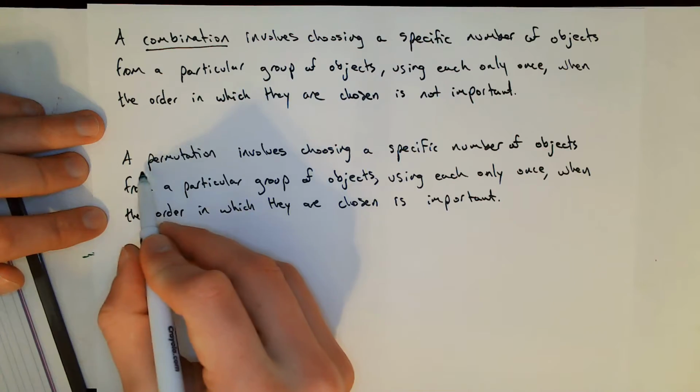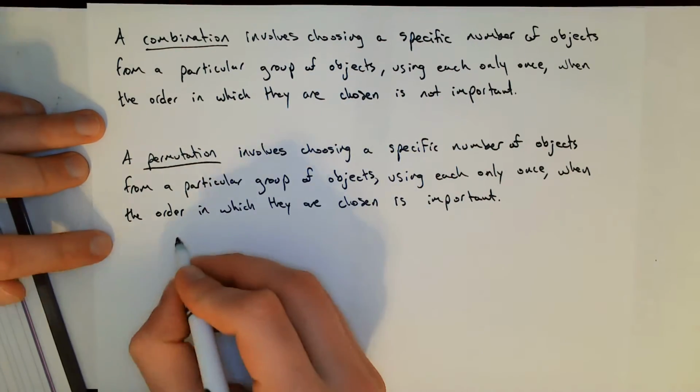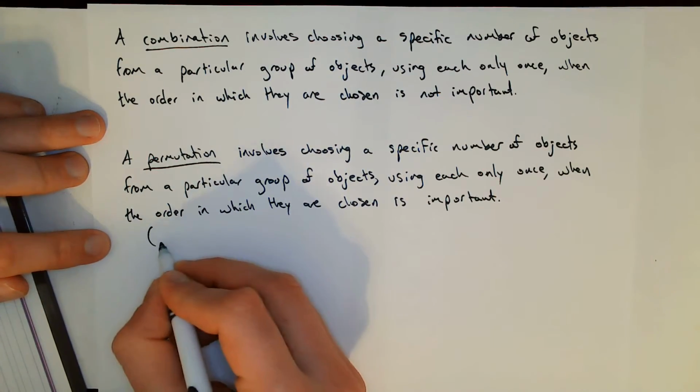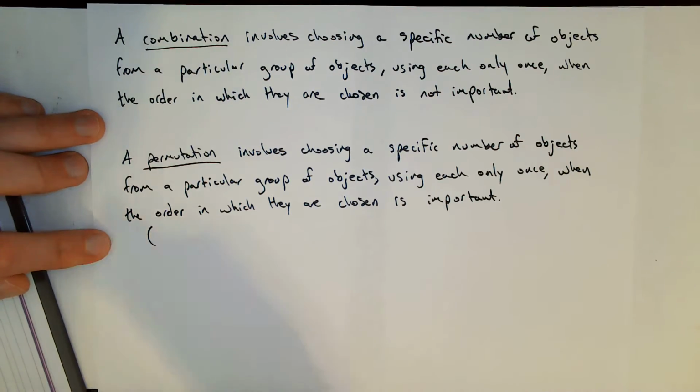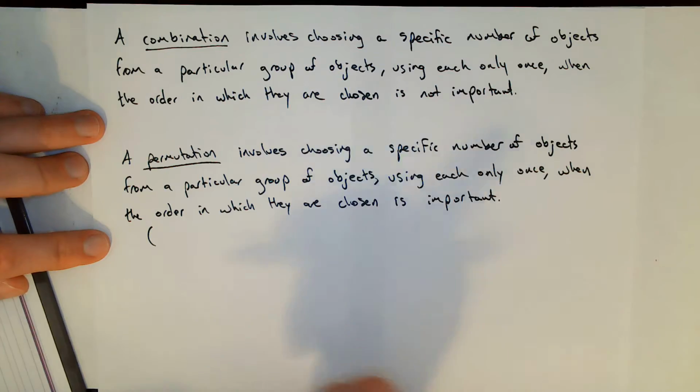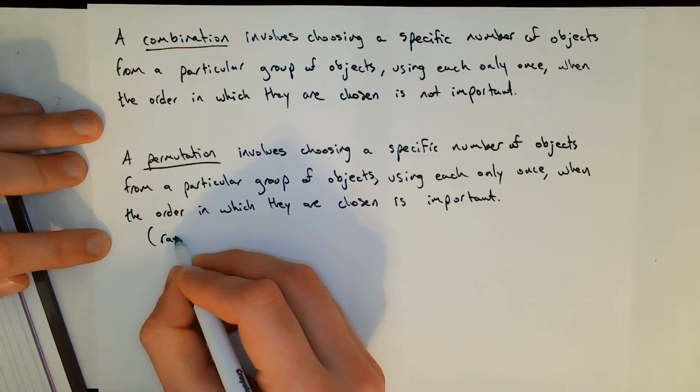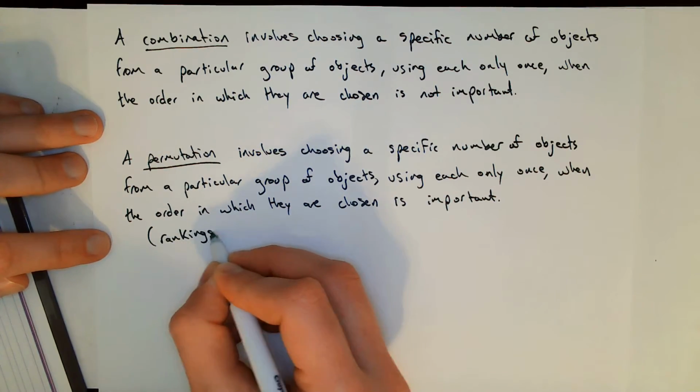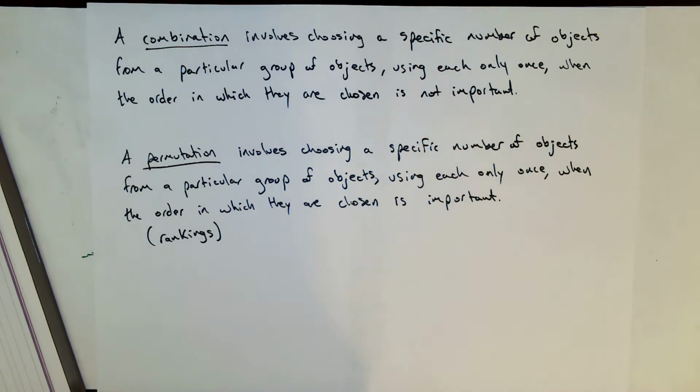Something I'd like to say here is that when you're asked to give rankings to something like first, second, third, or like president, vice president, or gold, silver, bronze, stuff like that, rankings is a good thing to be on the lookout for when you should be using a permutation.